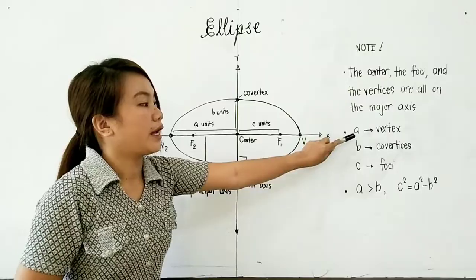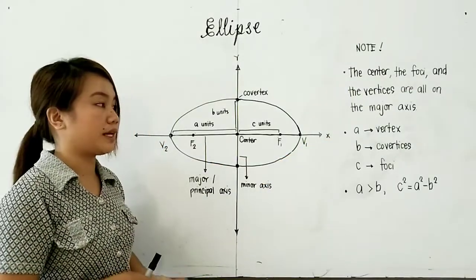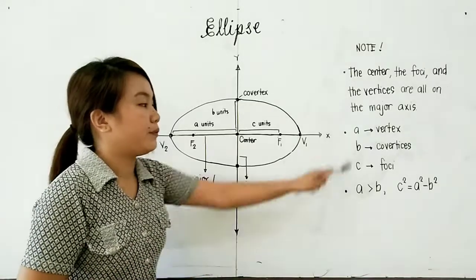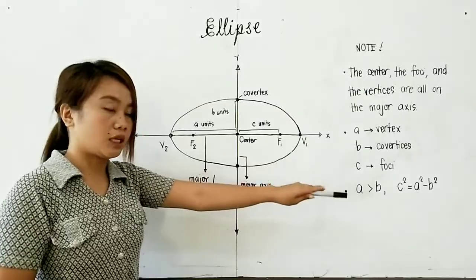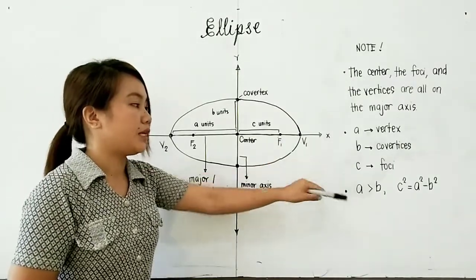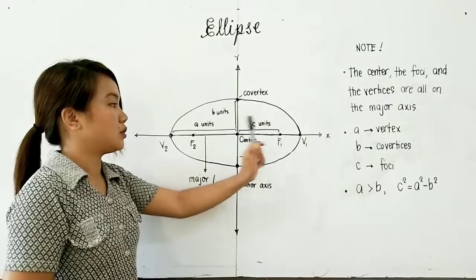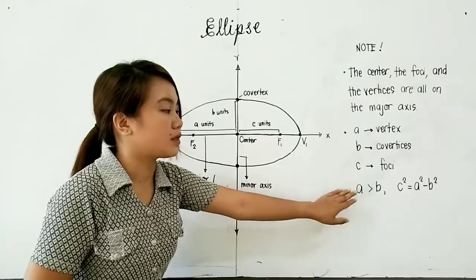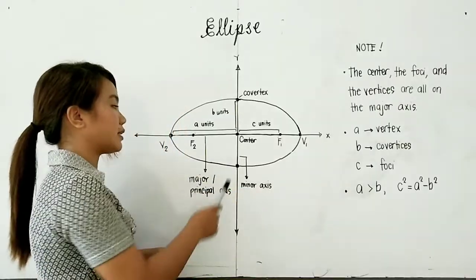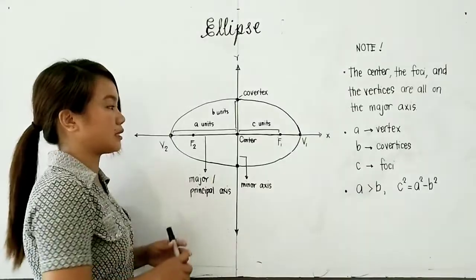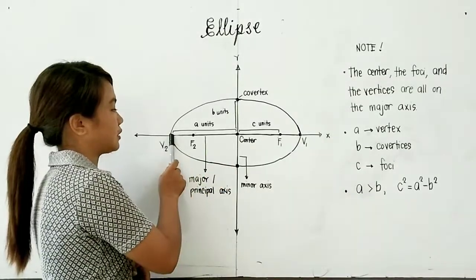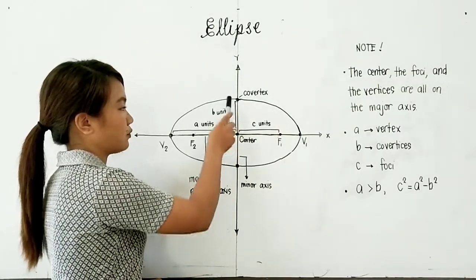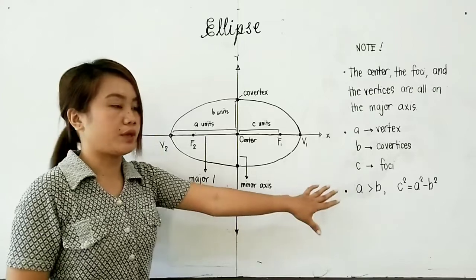Next, A is the distance again from the center to the vertices of an ellipse. B is the distance from the center to the co-vertices, and C is the distance from the center to the foci of an ellipse. Now lastly, A is always greater than B. So our A is the distance from the center to our vertices. The measurement of the line from the center to our vertex is always greater than the distance from the center to our co-vertex. So A is always greater than B.